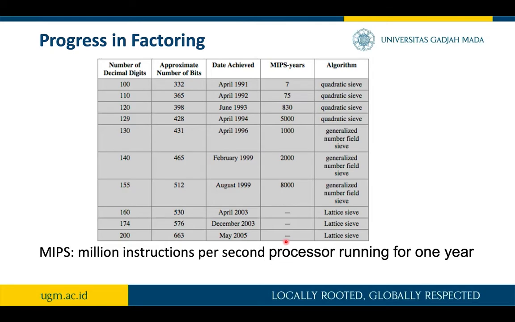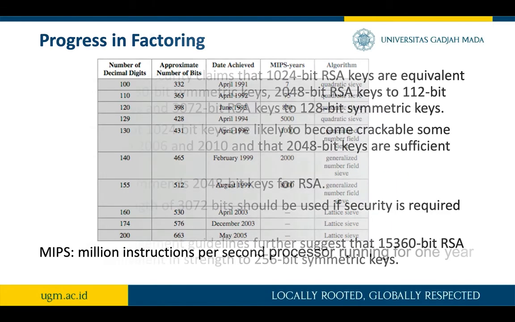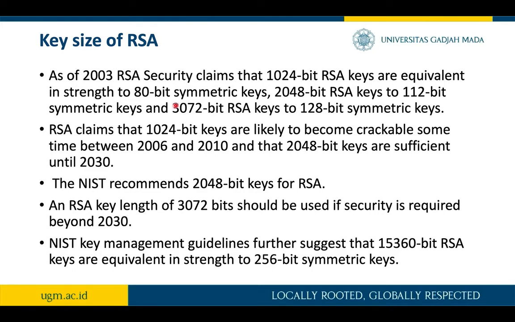But as we are facing, quantum computing technology is in progress, then RSA in the near future, when quantum computing is already available, is not secure anymore. And NIST, actually, already recommends the use of 2048 bit keys for RSA at the moment.